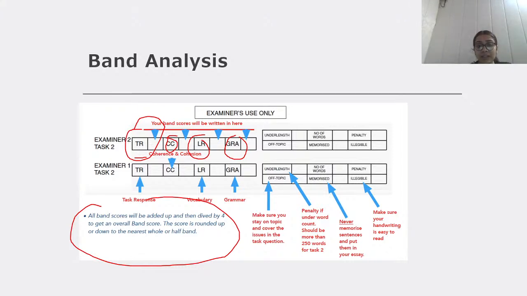Okay, so under length, number of words, penalty. Under length means make sure you stay on the topic and you cover all the issues. Then penalty, you'll have a penalty if you are under count. If your count is under, that would be penalized. If you're under length, that would be penalized. Absolutely. What else? If you write more than 250 words for task 2, then there would be penalty. It should be more than 250 words for task 2.